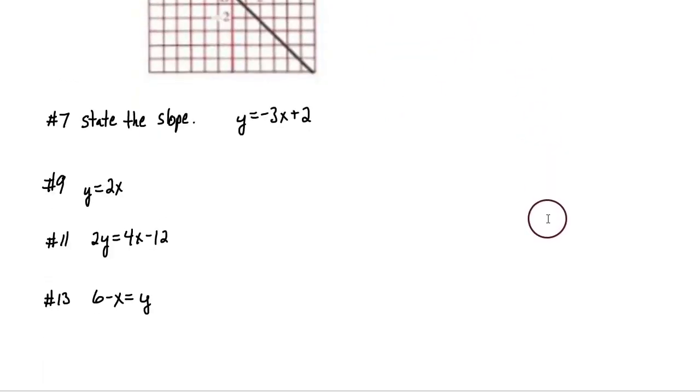Number 7, we're given an equation and asked to find the slope. This equation is in a particular format where the variable y is alone on the left side, and on the right side there is an x term and there is a constant term. When an equation is in this format, the slope is the coefficient of x. So for problem 7, the slope is -3.